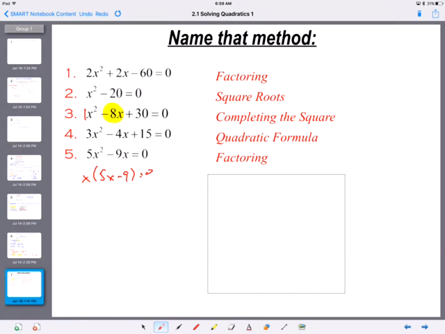So that is the rest of the video on solving quadratics. We will next move on to polynomials.